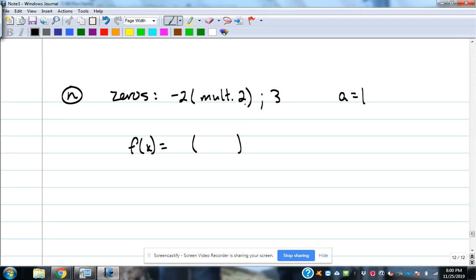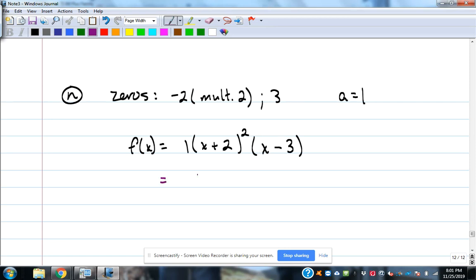What are our factors? If -2 is a 0, what's its factor? X plus 2. How many times does that occur? Twice. I can put it squared. What's the other factor? Close. It'd be x minus 3 because that's a +3. Let's flip the sign. Remember, change the sign. Now, since A is 1, there's a 1 in front of that, but we don't have to do anything with it, so that shortens it up a little bit.